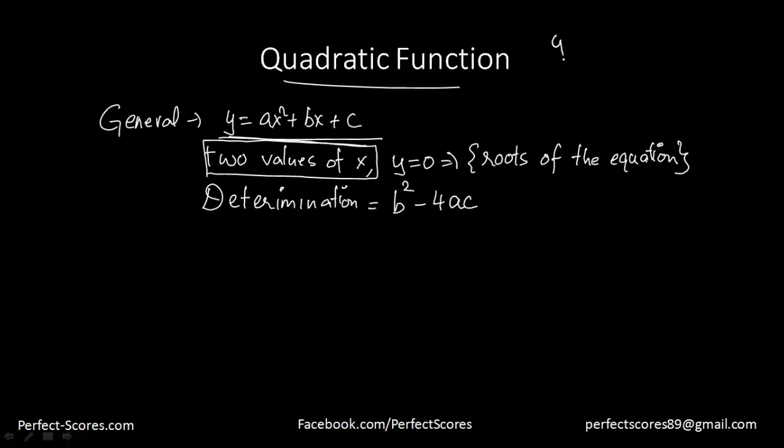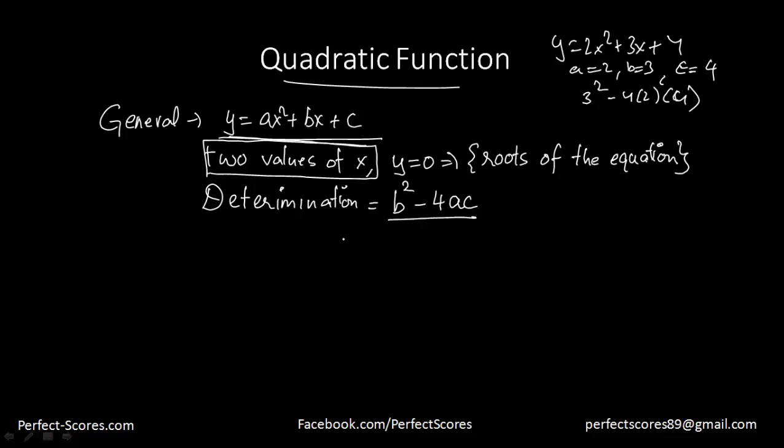So if I have y is equal to 2x square plus 3x plus 4, that means a is 2, b is 3 and c is 4, right? And then I'm going to find out the determinant of this equation, that would be b square minus 4 into a into c, right? So this is going to be the determinant of the equation.